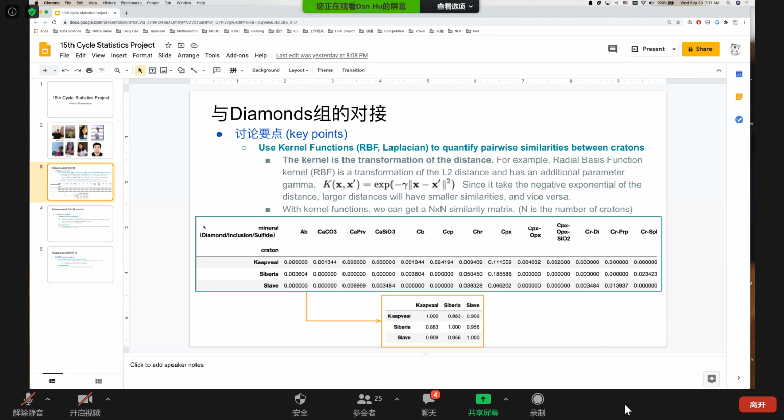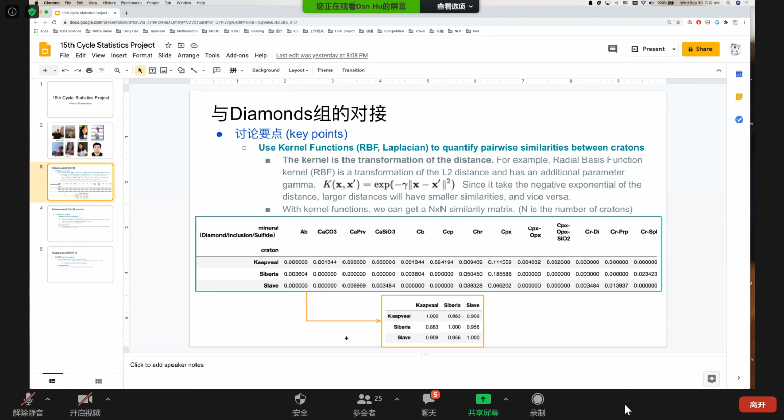So here is an example. I chose only 3 cratons from the original data set. Here, the columns stand for the various kinds of minerals that exist in the data set, and each cell in this table represents the percentage that a certain mineral accounts for within that craton.